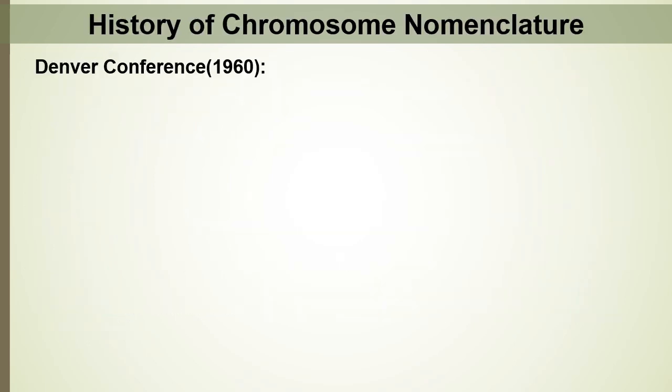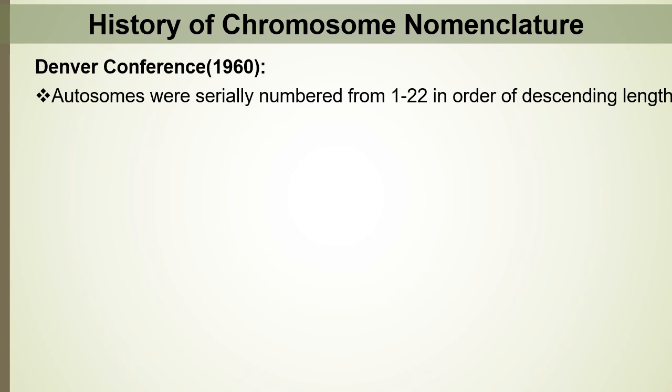Now let us take a look at the history of chromosome nomenclature. From the beginning, it was recognized that standardization was needed in describing human chromosomes. Several prominent investigators met in Denver in 1960 and reached a consensus in the formulation of a common system.